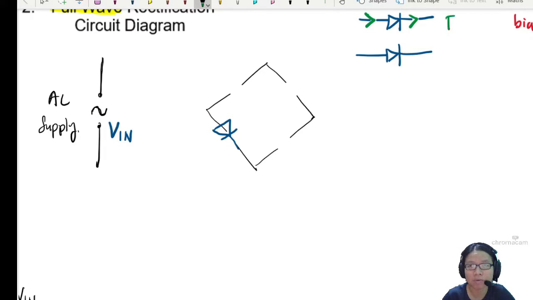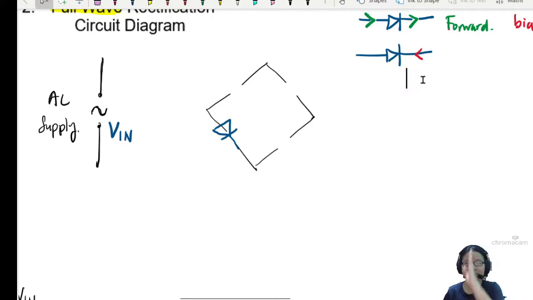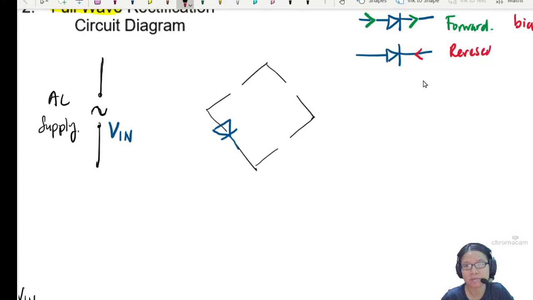Let's write this down. Forward bias. Reverse bias is when the current reaches here and then it knocks against the wall, the vertical line. So this is reverse bias. Reverse bias is non-conducting. Current cannot flow. So no more. Here there's no current.